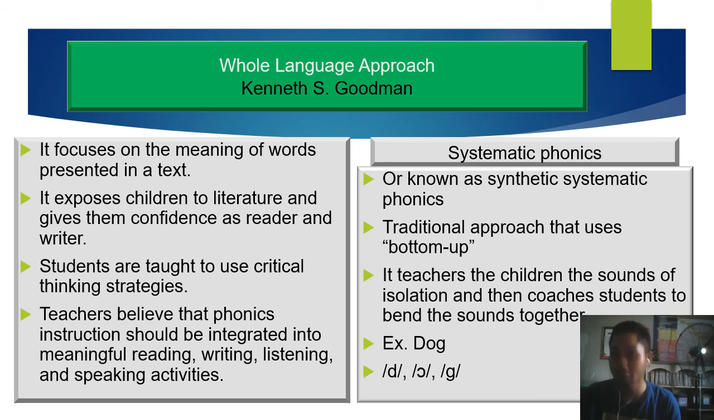So it's different when we trace this to the whole language approach, because Kenneth Goodman believes that the children should be exposed to literature that enables them to gain confidence as readers and writers.